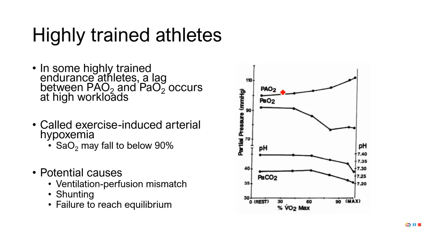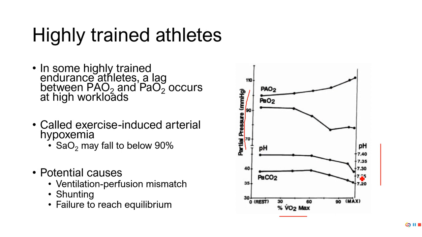We've got VO2 max on the x-axis, partial pressures on y-axis 1, and pH on y-axis 2. Notice that as we increase intensity, alveolar oxygen goes up because we're hyperventilating. We talked about that with challenge number 1. But arterial oxygen is dropping. Arterial CO2 is actually dropping a little bit. pH is really dropping because we're becoming acidic.